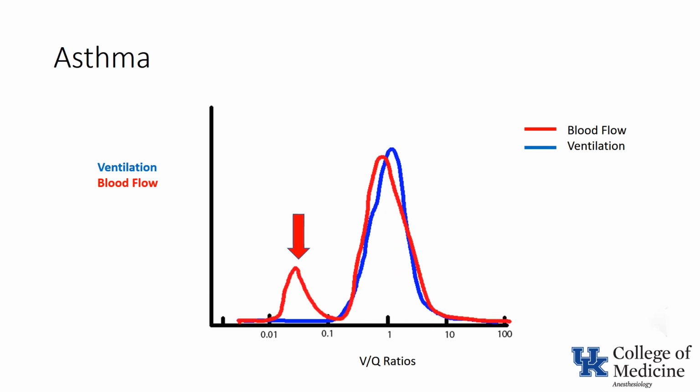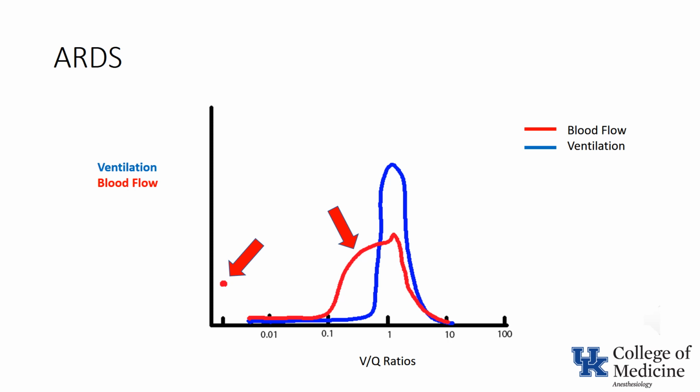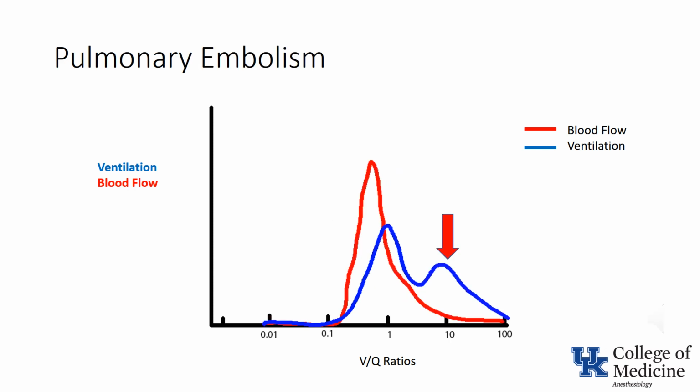This graph represents a patient with asthma. Notice that there has been an increase in areas of relative shunt, that is, areas with a low but finite VQ ratio. This is a graph for a patient with ARDS. The most noticeable changes about this graph are the dramatic increase in blood flow through areas of relative shunt and the appearance of areas of absolute shunt, that is, blood perfusing alveoli that are not receiving any ventilation.